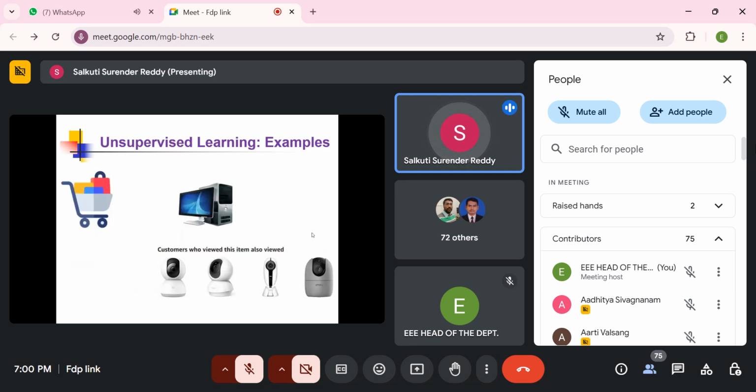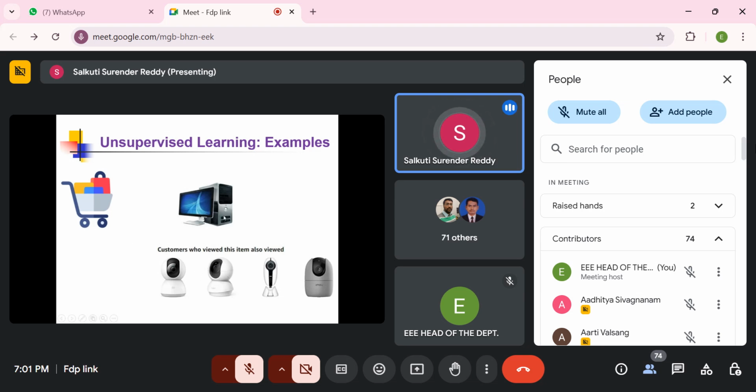Another example: suppose in online shopping you purchase a computer monitor and CPU. Once you buy these two items, your online platform, even Amazon or Flipkart, will show customers who viewed this item also viewed, or who purchased this also purchased. Especially in Amazon, you see this.